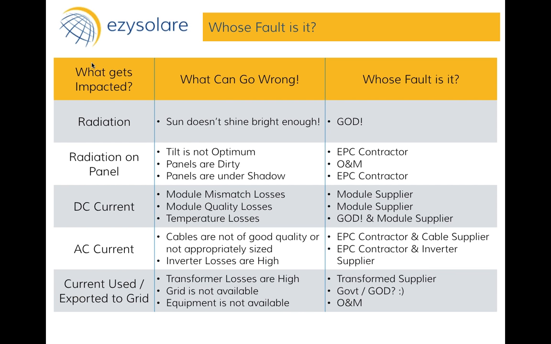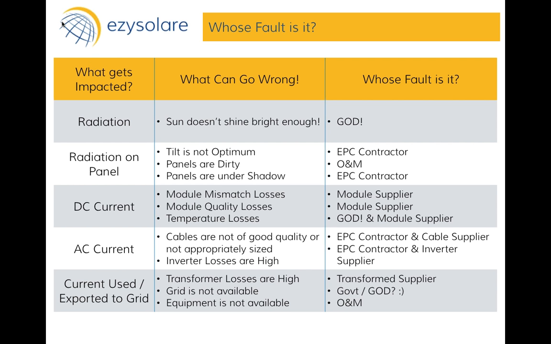The next, the cables are not of good quality. Again, EPC contractor. If the inverter losses are too high, again EPC contractor, because at the end of the day, you have given the plan to him to design and to build, right? So if he is not procuring properly, or if he is not constructing properly, or if he is not designing properly, it's his fault. Then lastly, if the transformer losses are too high, transformer supplier.